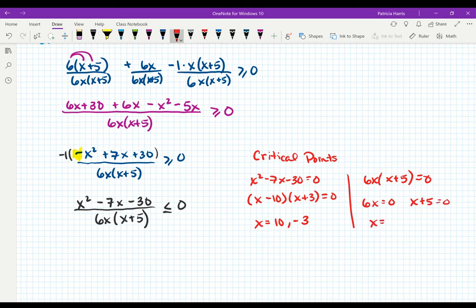Now remember, these are the numbers that make the denominator 0, so these are the numbers that are not going to make sense, so they will always get open dots on your graph.